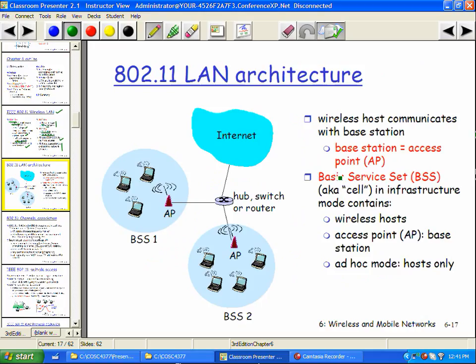So we've already seen this, the concept of base station, and there's a concept of a cell. Okay. So a cell consists of an access point and a bunch of hosts that can communicate with each other. Okay, so cell is another name, also a basic service set.